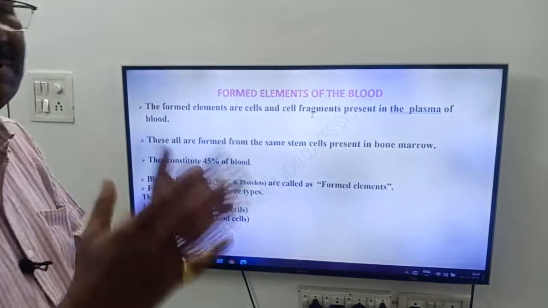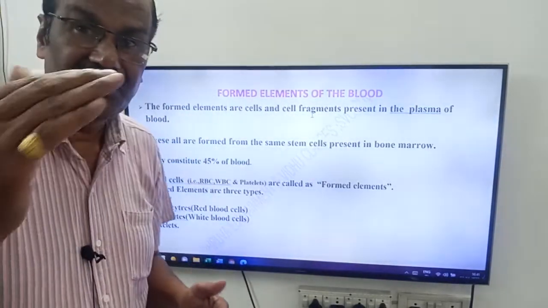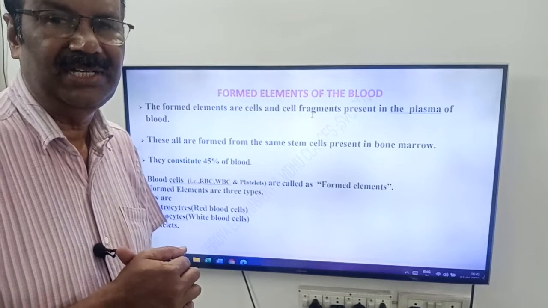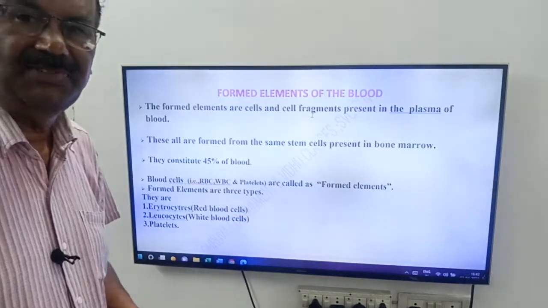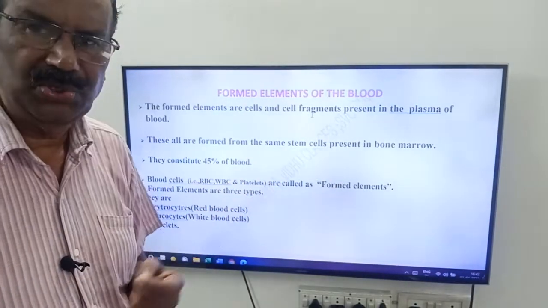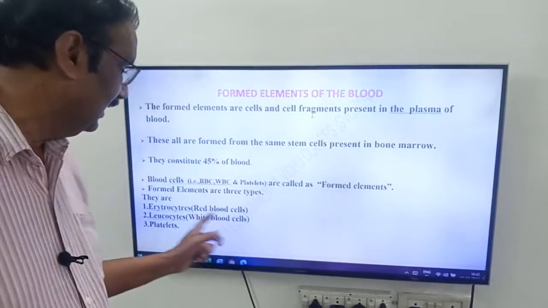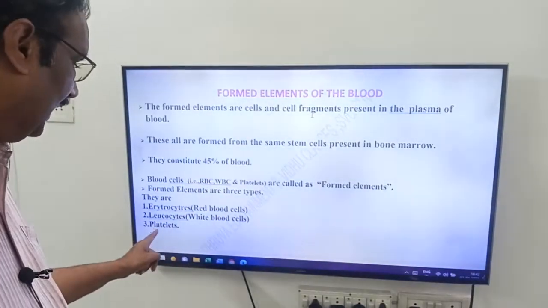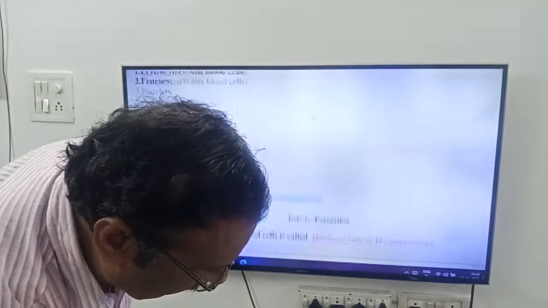Because of that we call them formed elements. Now friends, these formed elements, the blood cells, constitute 45% of the blood. Plasma constitutes 55%. Blood cells or formed elements constitute 45% of the blood. These formed elements are three types: erythrocytes, meaning red blood cells; leukocytes, white blood cells; and platelets.